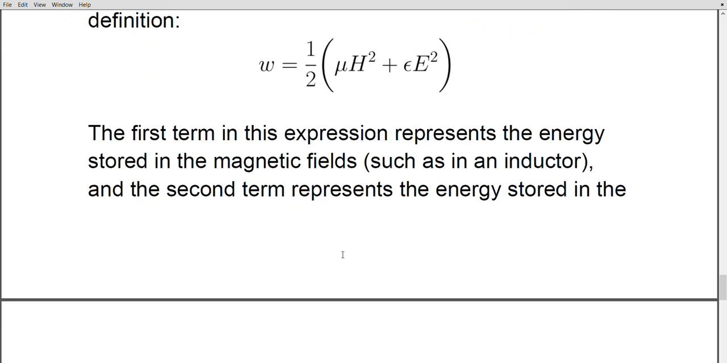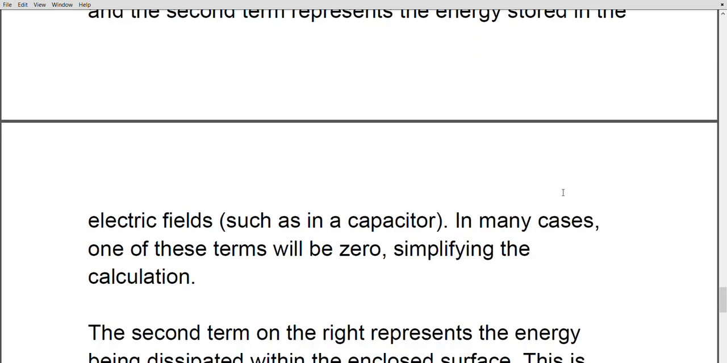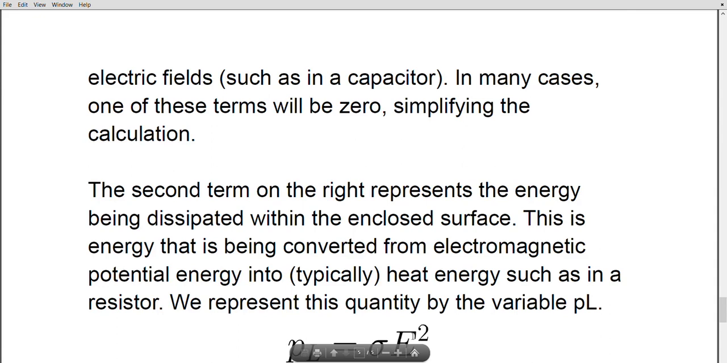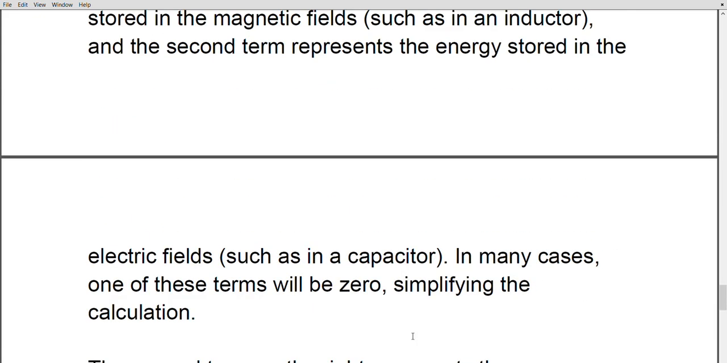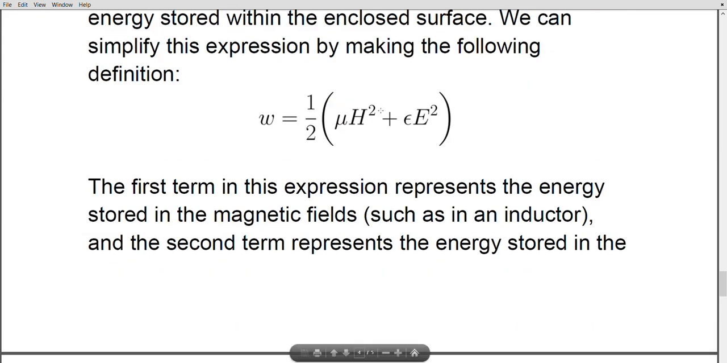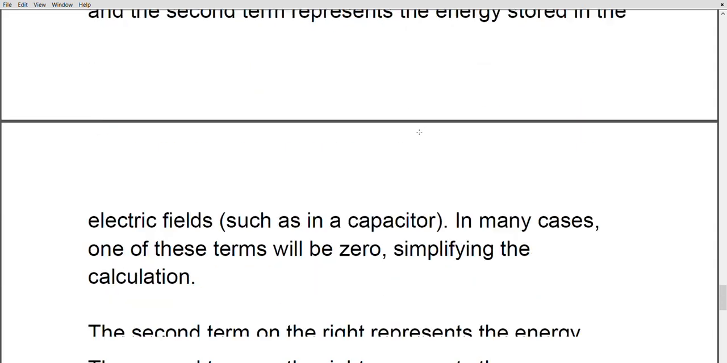The first term in this expression represents the energy stored in the magnetic fields, such as in an inductor, and the second term represents the energy stored in the electric field, such as in a capacitor. In many cases, one of these terms will be zero, simplifying the calculation. You can see here, this represents the energy stored in the magnetic field, such as in an inductor. This represents the electric field in a capacitor.